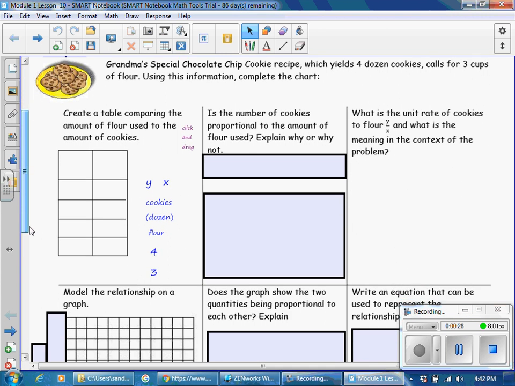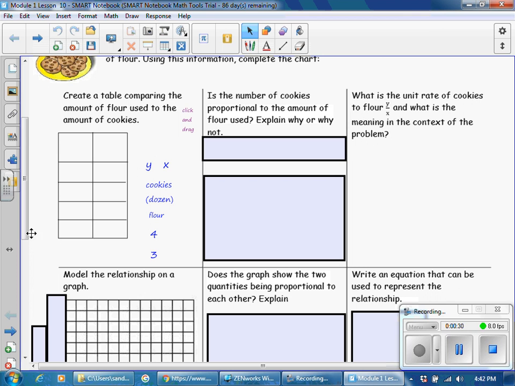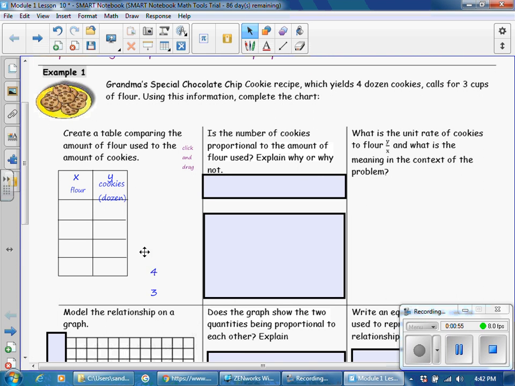Create a table comparing the amount of flour used to the amount of cookies. So we need to fill in our table with our variables. Remember that the X quantity is always the column on the left and the Y is the column on the right. The amount of cookies depends on how much flour you have. So cookies is dependent, which is the Y variable. And the recipe said that if we have 4 dozen cookies, that required 3 cups of flour.